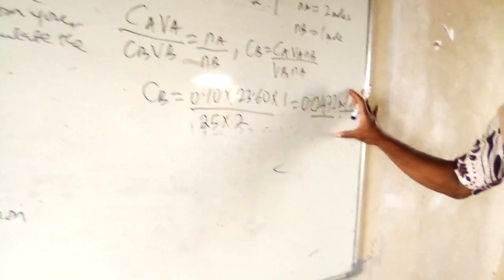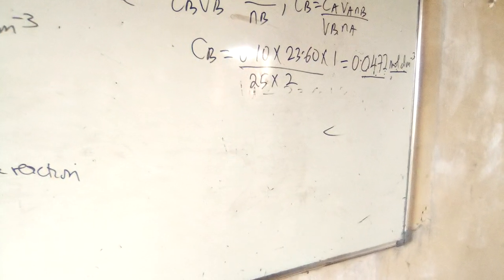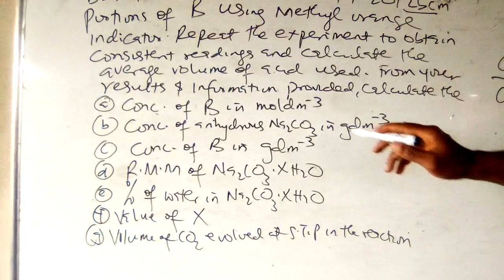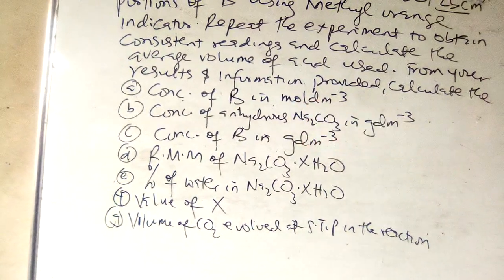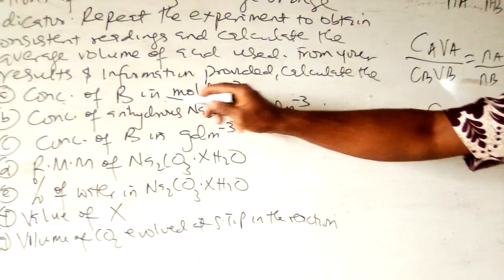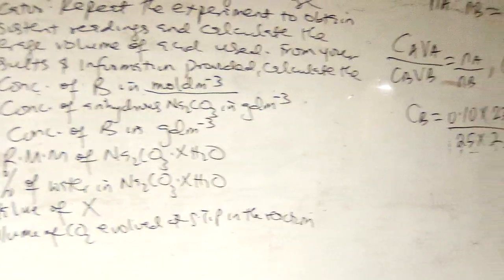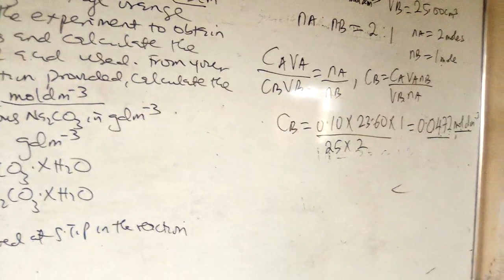So this is the base concentration in mole per dm cube. You can even see that in the equation, the unit of the answer is even mentioned to you: mole per dm cube. Then, having done that, we go to number B.